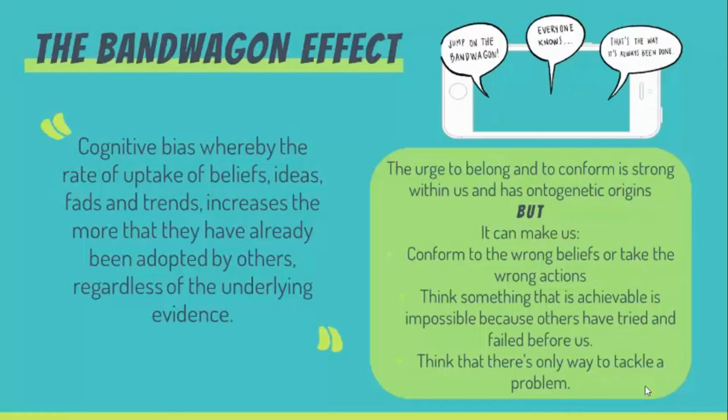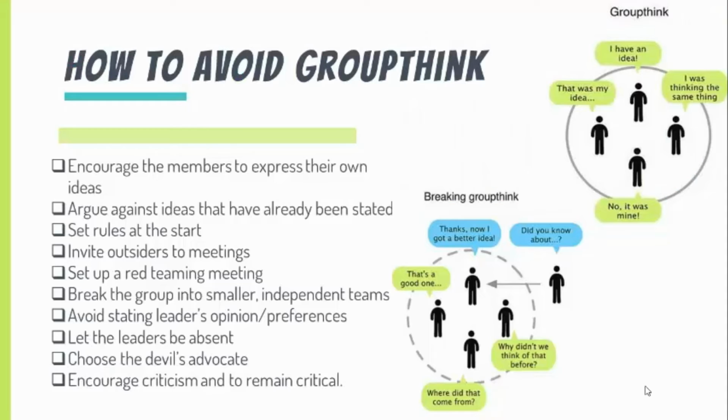One of the groupthink biases is the bandwagon effect. The bandwagon effect is a cognitive bias whereby the rate of uptake of beliefs, ideas, fads, and trends increases the more that they have already been adopted by others, regardless of the underlying evidence. It can make us conform to the wrong beliefs or take the wrong actions. Think something that is achievable is impossible because others have tried and failed before us. Think that there's only one way to tackle a problem.